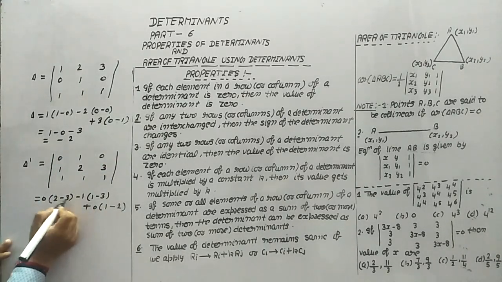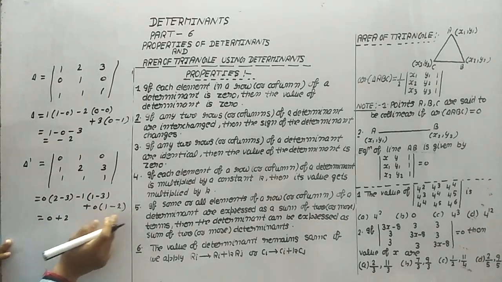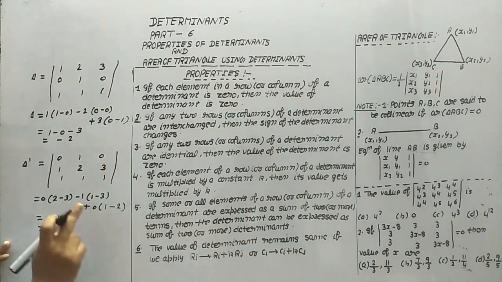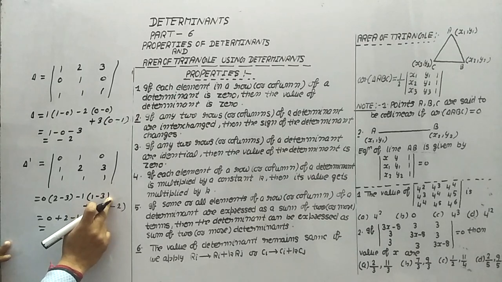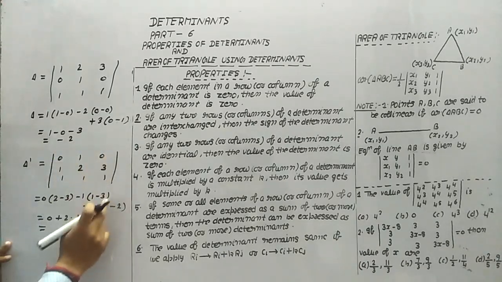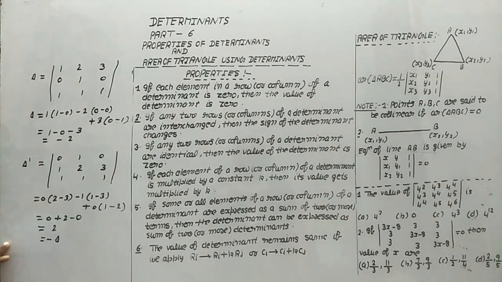Now look at this: what is this 0, this is minus 2, it means plus 2. This is minus 1 into (1 minus 3), that is minus 2, minus minus gives plus 2. And this 0 into (1 minus 2) is 0, so the value becomes 2. Now what is the meaning of this? This is minus delta. It means the value is affected by a minus sign.